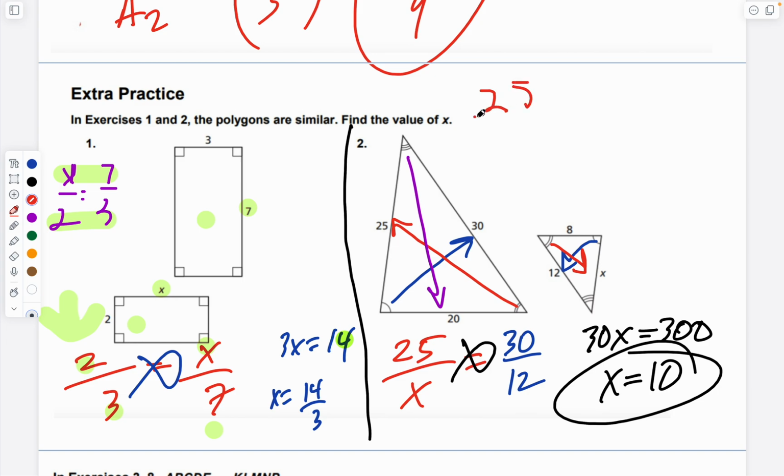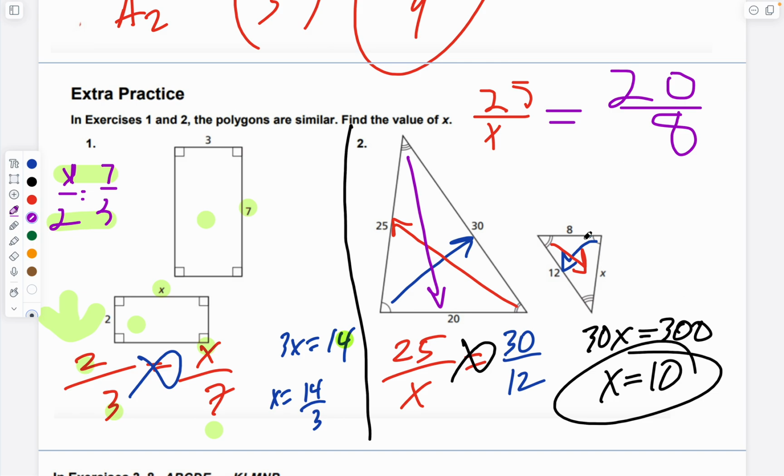Man, it's hard to write with the mouse. Here we go. 25 over x equals 20 over 8. Yeah, you could do that too, and you would still get the same answer. I can promise you that. Because 25 times 8 is 200 equals 20x. x is still going to be 10.